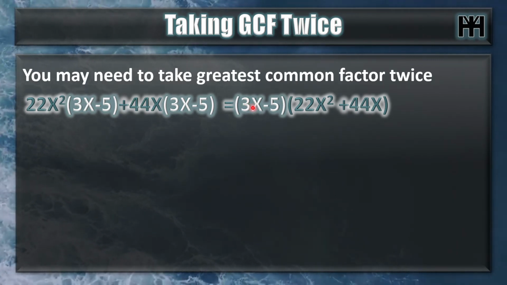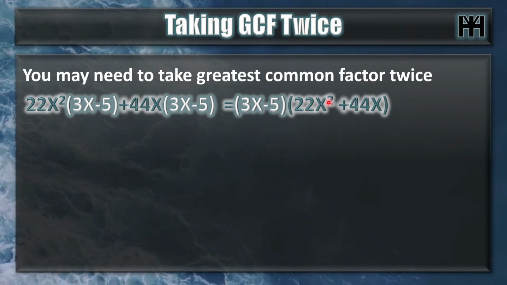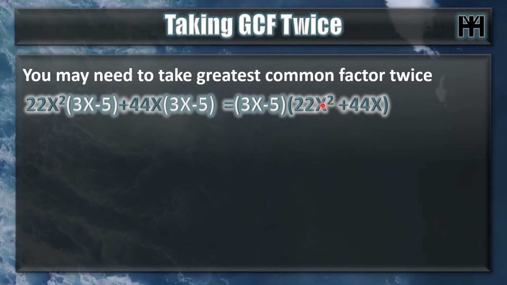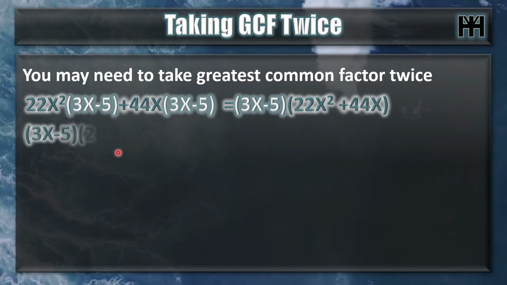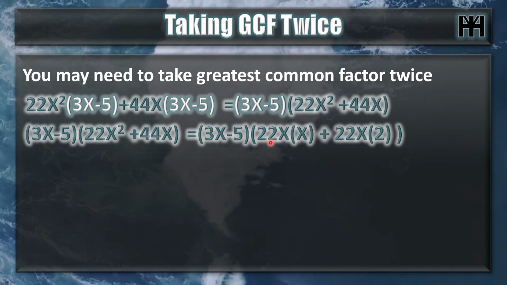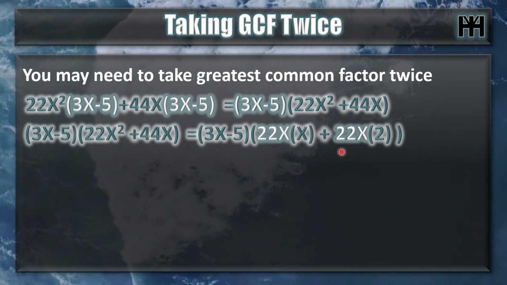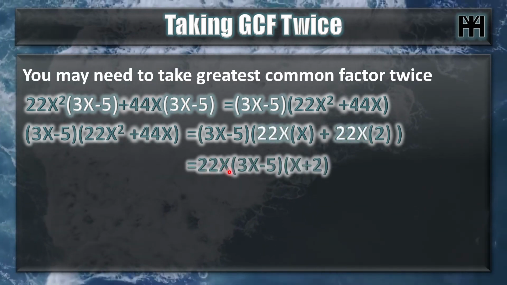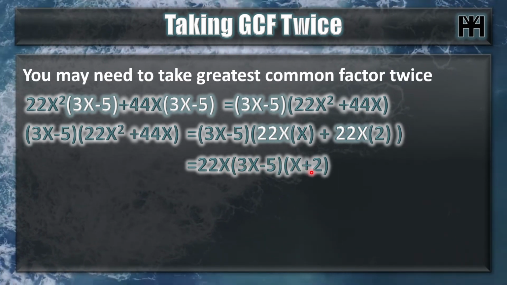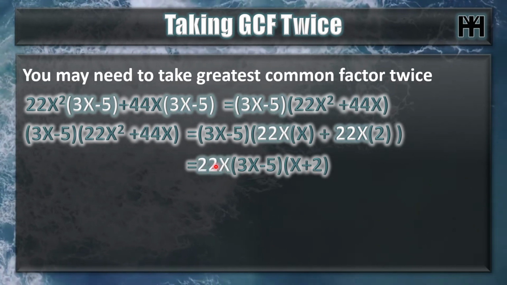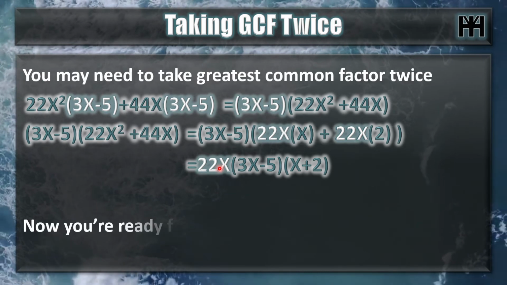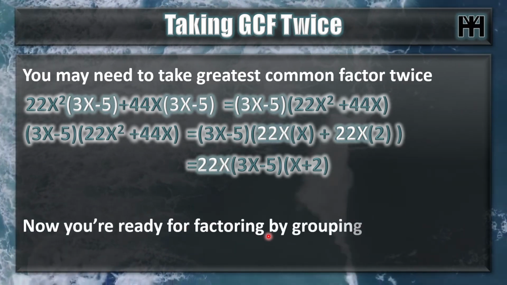Okay, so we have 3x minus 5, then we have 22x squared plus 44x. So we can take x as a common factor between these two terms, and 22. Let's write it down again. So we'll take 22x as a common factor for both of these terms. So it will be 22x multiplied by 3x minus 5 multiplied by x plus 2. This is the 22x we took out as the greatest common factor. Okay, now you are ready for factoring by grouping.